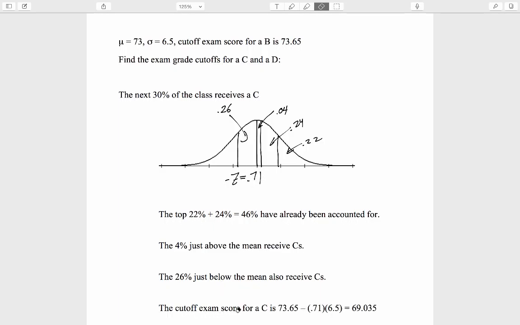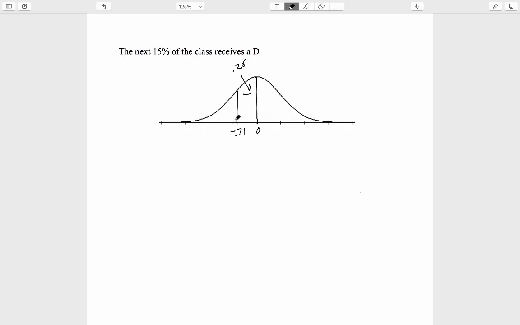Thus, the cutoff exam score for a C, the lower cutoff, is the mean minus 0.71 copies of our measuring stick, and that equals 69.035. The next 15% of the class, that is the next 15% of the class down from the cutoff for a C, receives a D. That means there's some region here, just below the C range, that contains 0.15 of the class.